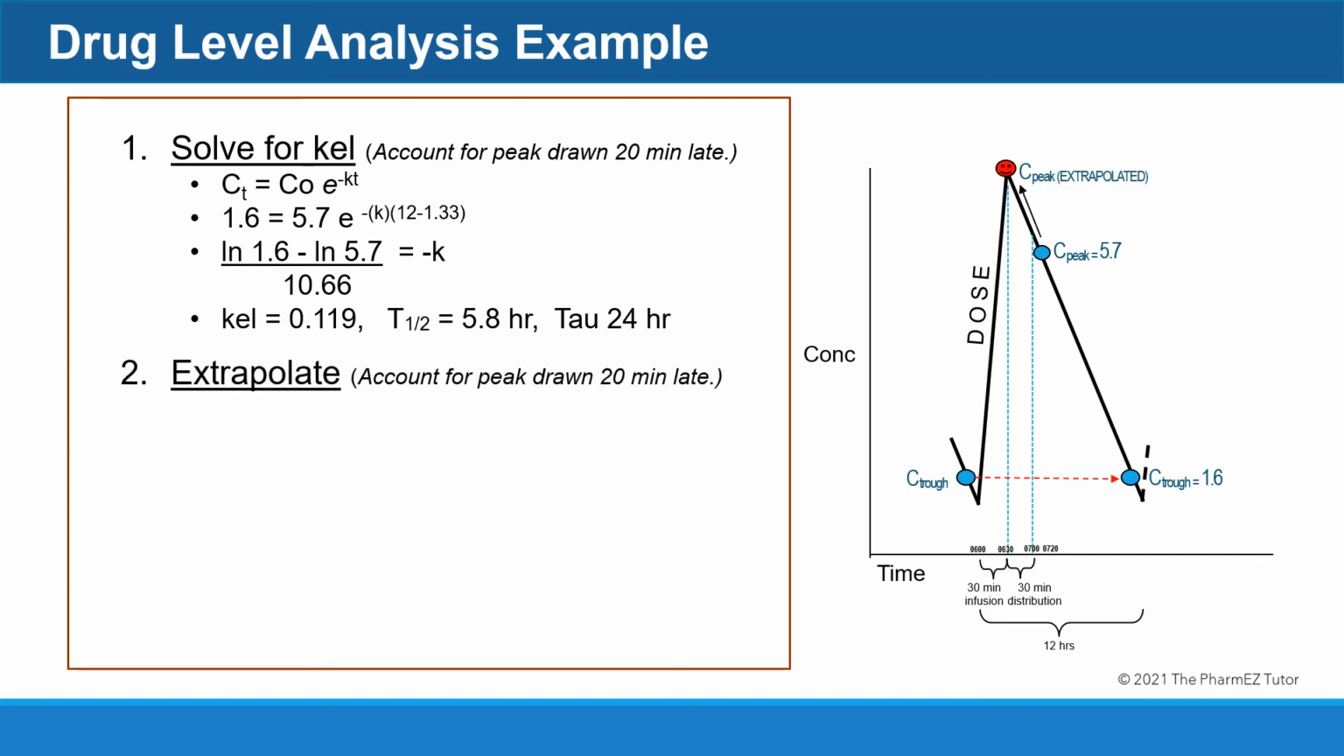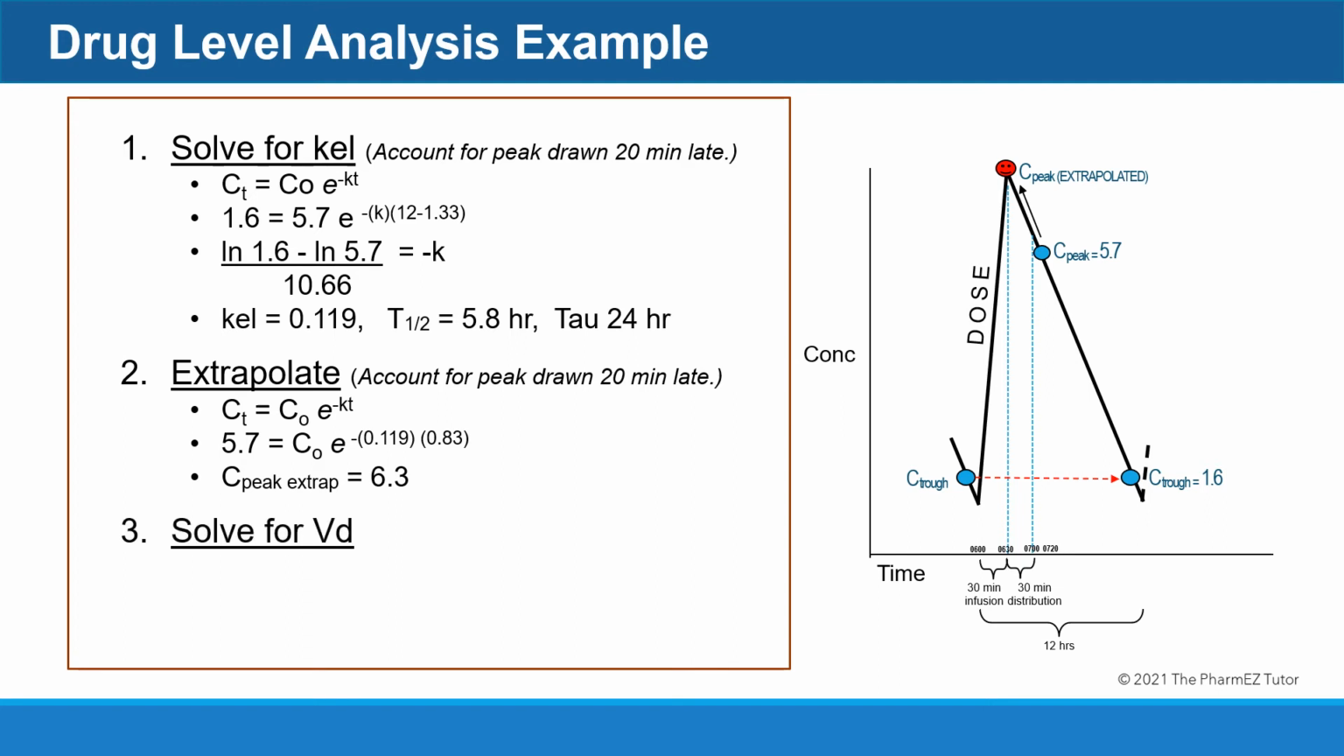The second step is to extrapolate the measured peak level. And again, we use the fundamental equation or degradation equation to solve for C naught, which is the extrapolated peak. Again, the time difference is 0.83, which is 30 minutes allowed for distribution, plus an additional 0.33 hours to account for the delay in the peak level drawn. The extrapolated peak comes out to be 6.3. The third step is then to solve for Vd.